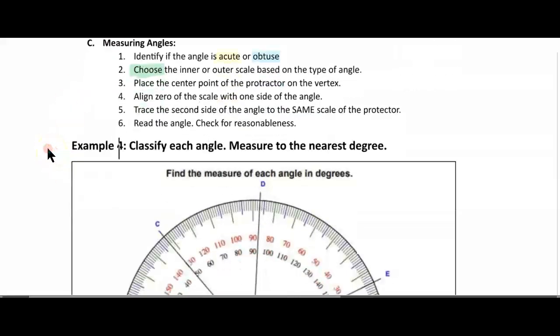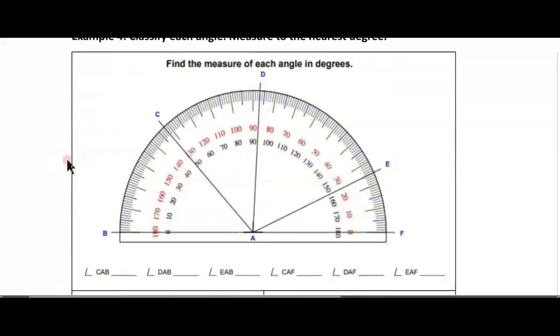We're going to place the center of the protractor on the vertex of the angle, and then align 0 with one side of the angle. Okay? Then we just trace along the second side to read the protractor. So here are some examples.